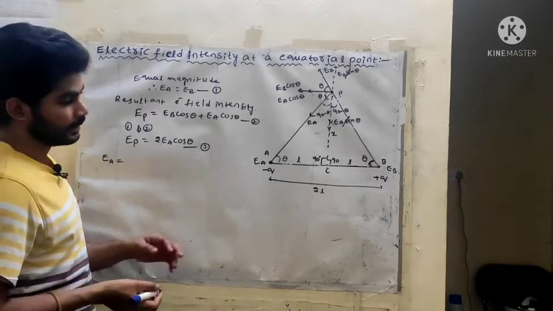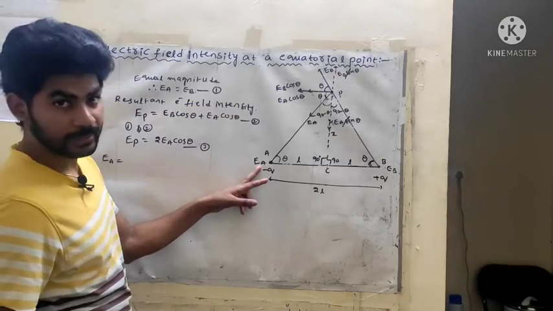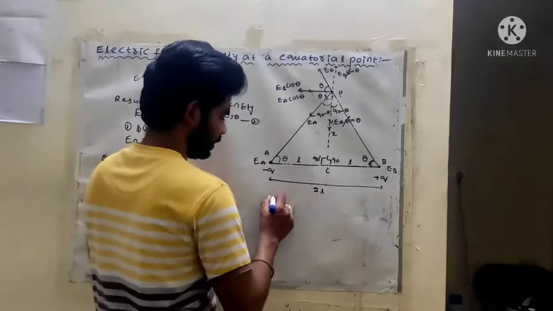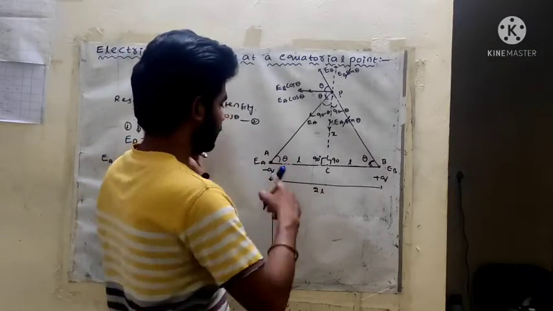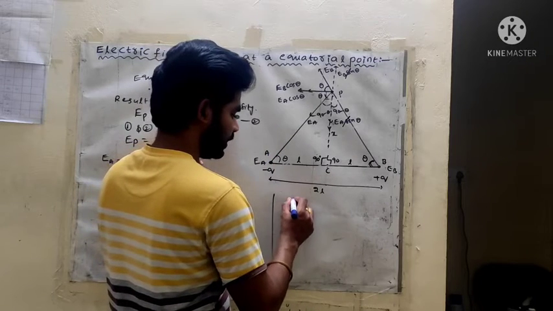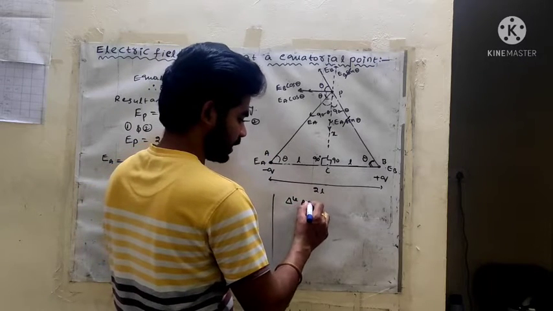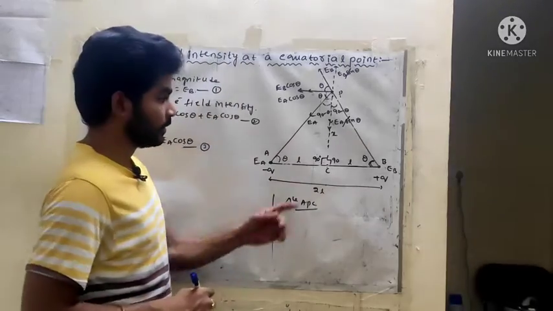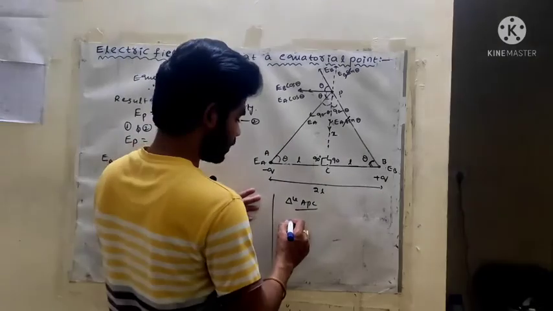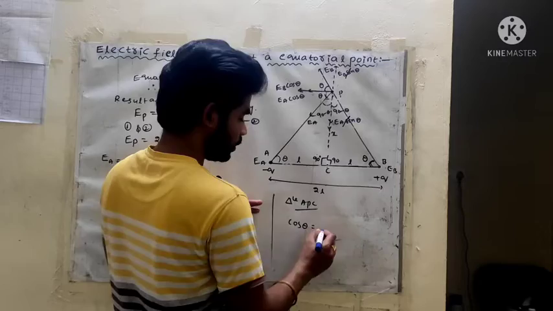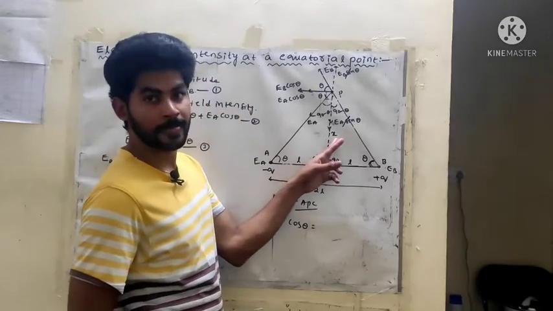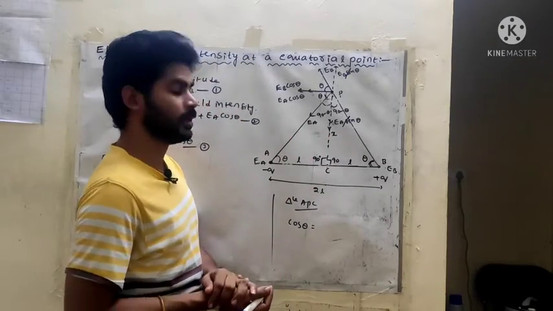Electric field at A, okay? So I am writing here. In this triangle APC, any one right angle you can take, triangle APC. In this triangle APC, what is the cos theta value? Cos theta is equal to adjacent side by hypotenuse.